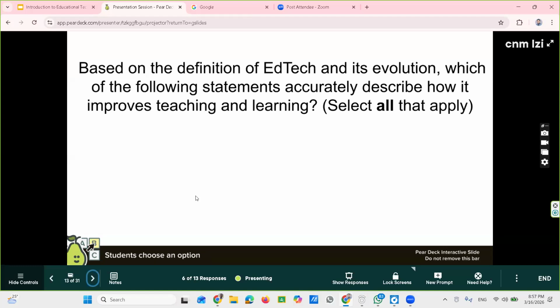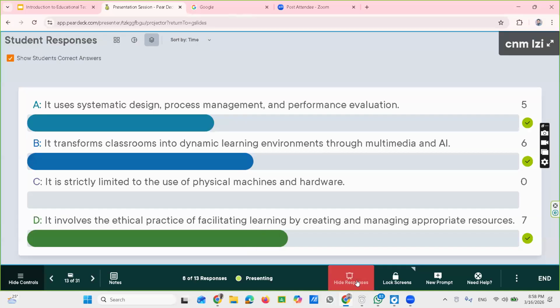Then look at the answers here. They're asking, based on the definition of EdTech and its evaluation, which of the following statements accurately describe how it improves teaching and learning? Here A, B, and D are the correct answer options. It uses systematic design, process management, and performance evaluation. Earlier we discussed that part.